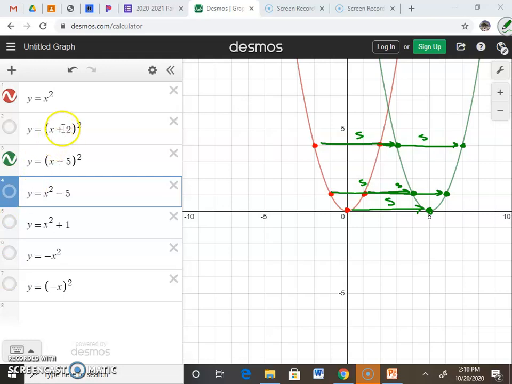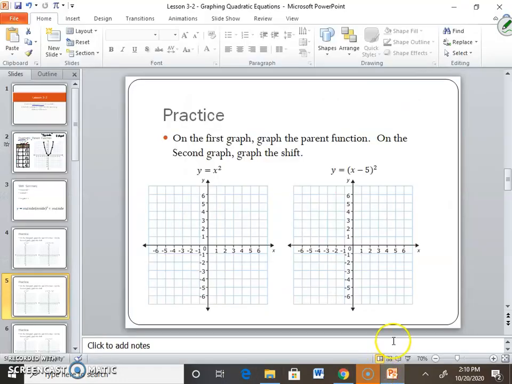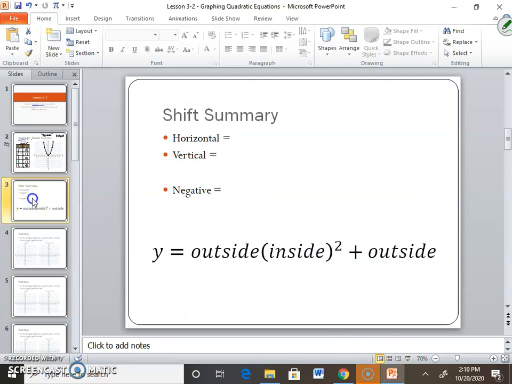Basically, what you've discovered is that when something is inside of the parentheses like this, it is moving it left or right. Okay? We will say that it is moving it horizontally. So, when I am dealing with my shift summary, a horizontal shift is going to occur on the inside. So anytime you see something that is on the inside of a function, and for this one, inside would be inside of the parentheses, anything that is on the inside is going to cause it to shift left or right.